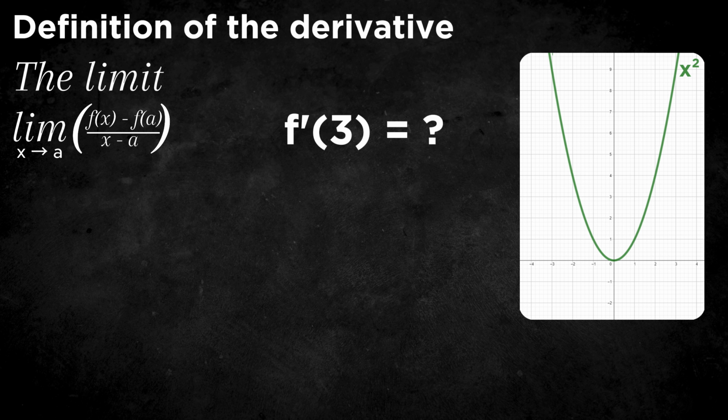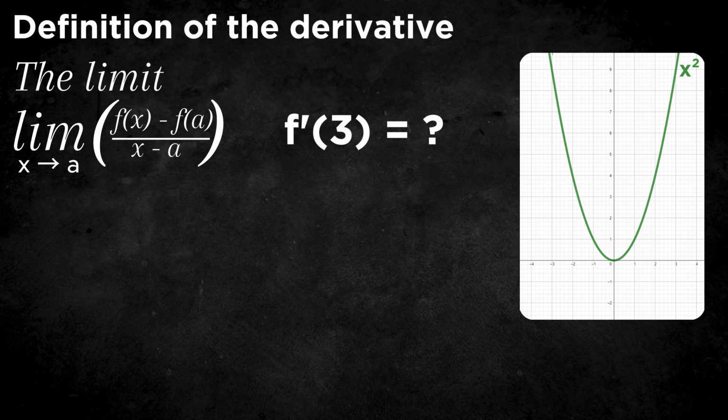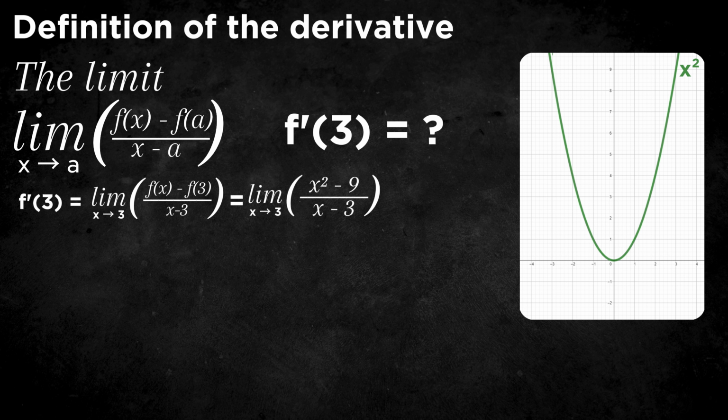So by using our definition of the derivative, we can calculate the limit when x approaches 3 of f of x minus f of 3 over x minus 3. f of x equals x squared, and f of 3 equals 9. But wait, when x approaches 3, our limit would be undefined.